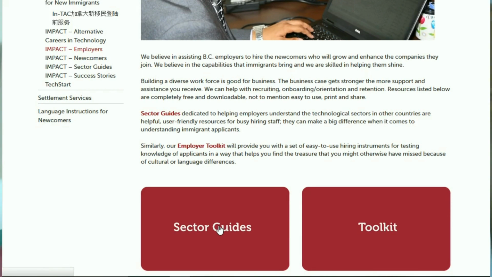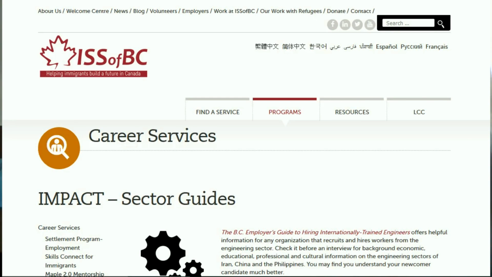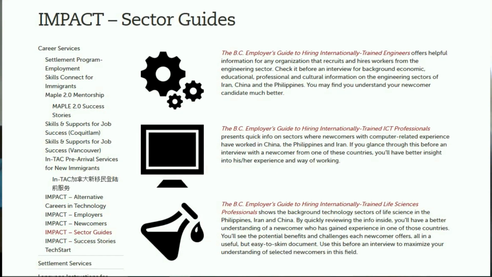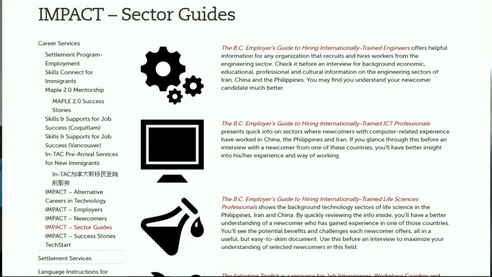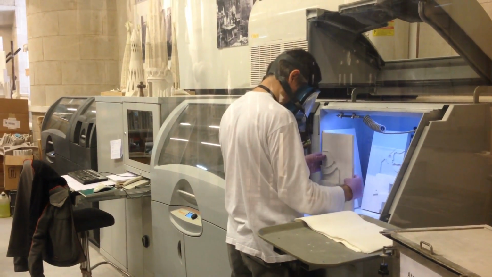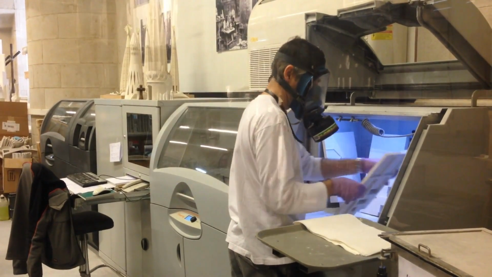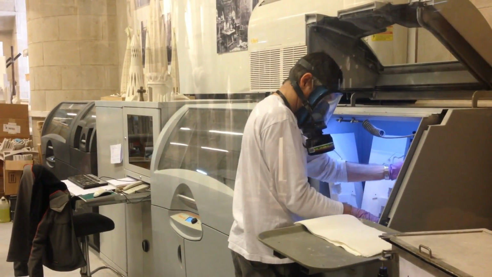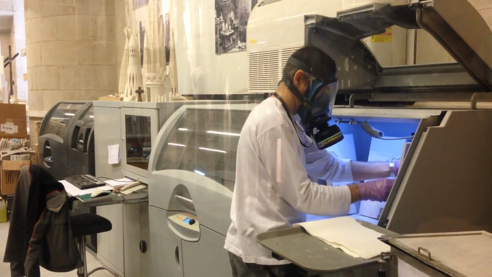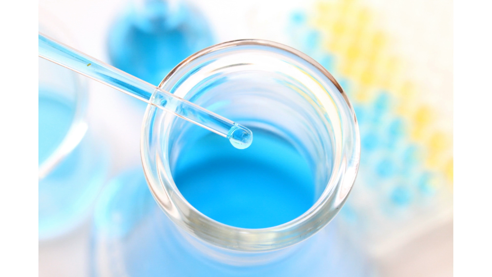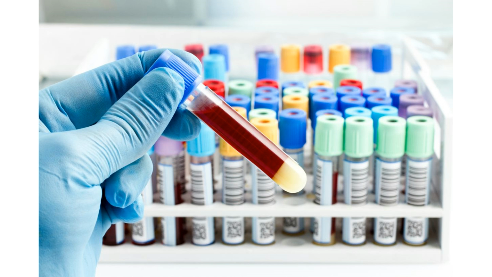So why did you choose these 3? Well, the 3 countries are Iran, China and Philippines, because these 3 are amongst the very top source countries for immigrants going into British Columbia. ICT because it's important and growing. Engineering because it's such a large sector and covers so many different varieties. So you've got chemical engineering, civil engineering, electrical, mechanical and others. And then life sciences because it's new and very high growth and there are opportunities there.